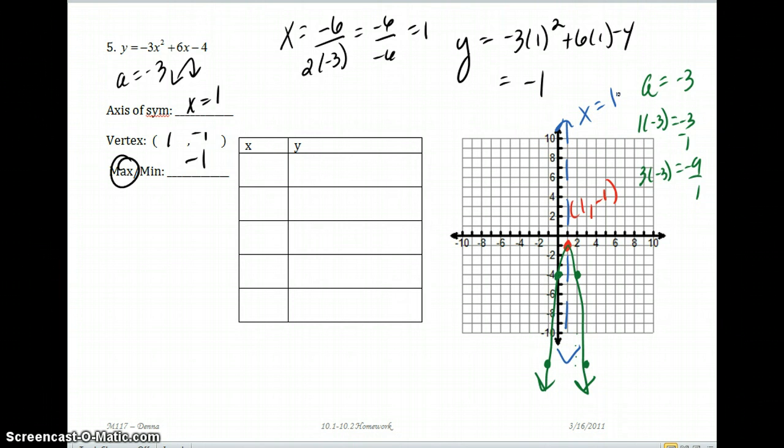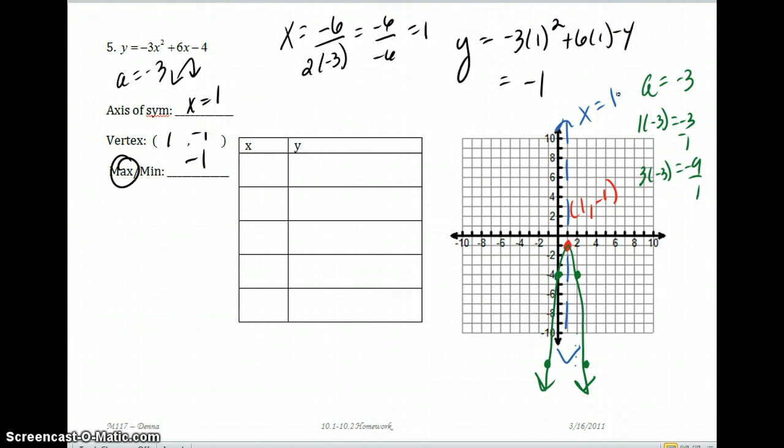All right, the work is up on the screen now. The first thing you had to do was find the vertex, so x equals negative b over 2a. You should have gotten x to equal 1, and then when you plugged it back in, you should have gotten y to equal negative 1. So the axis of symmetry is x equals 1, and the vertex is 1, negative 1. A is negative 3, so that means it's a maximum, which means your graph opens down, and you have a max value at negative 1.